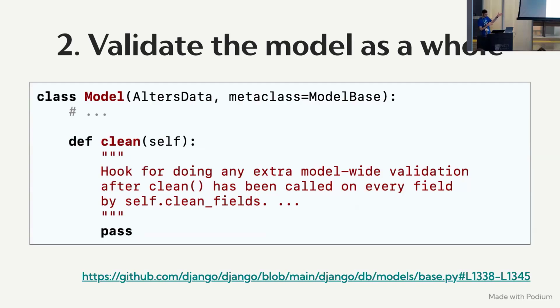Again, this is the Django model.clean source code, which amounts to just a method declaration with a comment, basically telling you what I just told you, and then pass means this method does nothing.